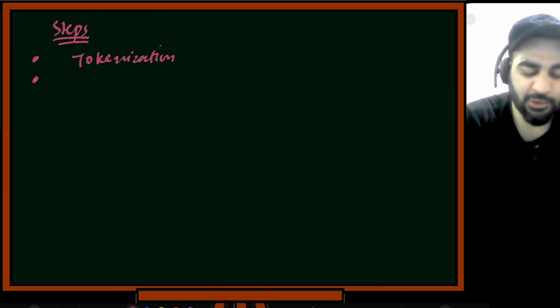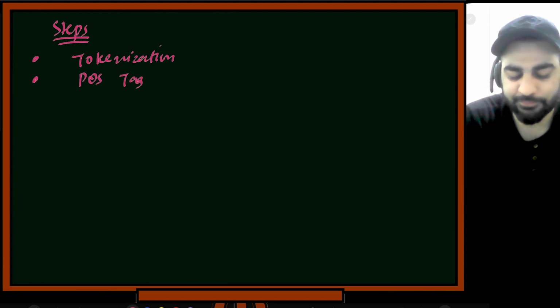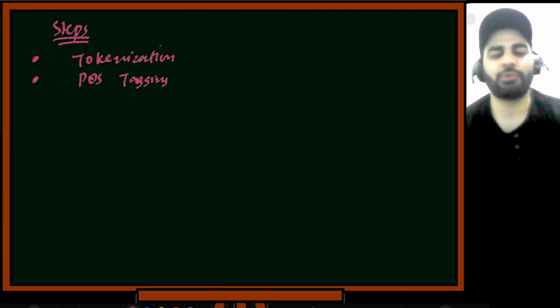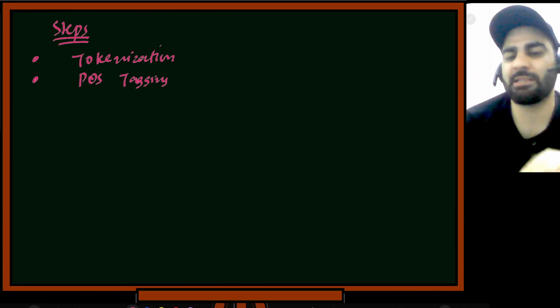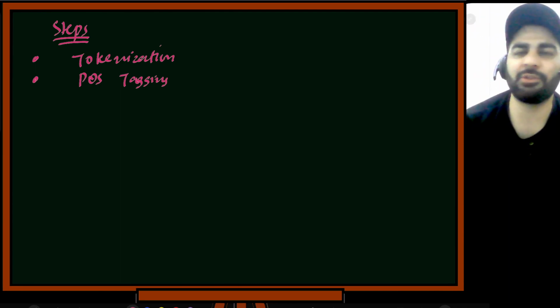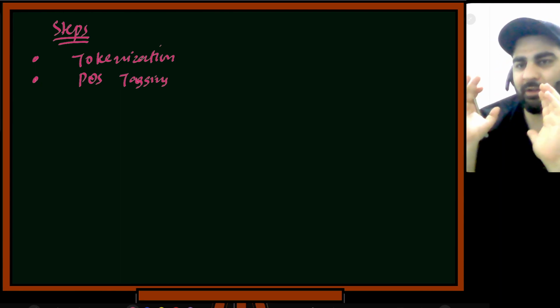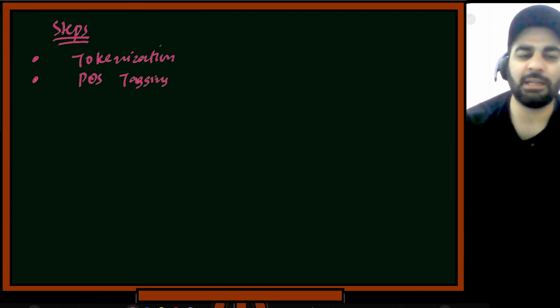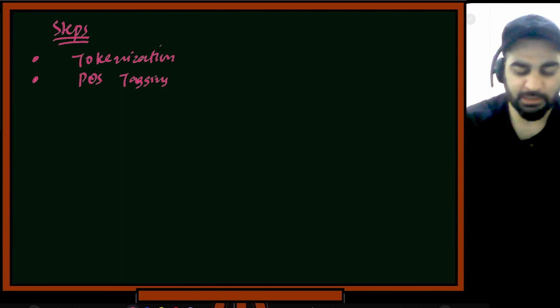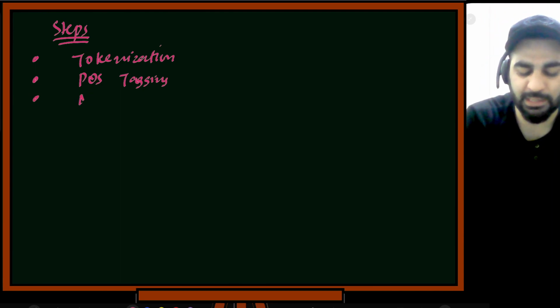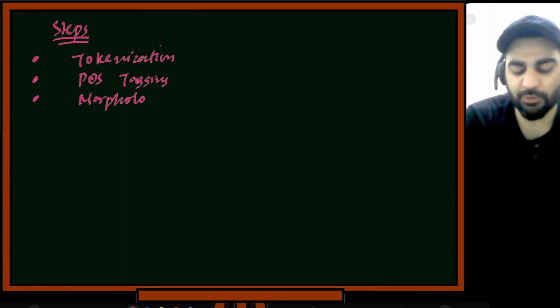And then second is called part of speech tagging. So each word is assigned a part of speech, let's suppose noun, verb, adjective, based on its context. However it's used in the sentence, based on that, each token of the sentence is assigned a part of speech. Then the third thing is we do morphological analysis.